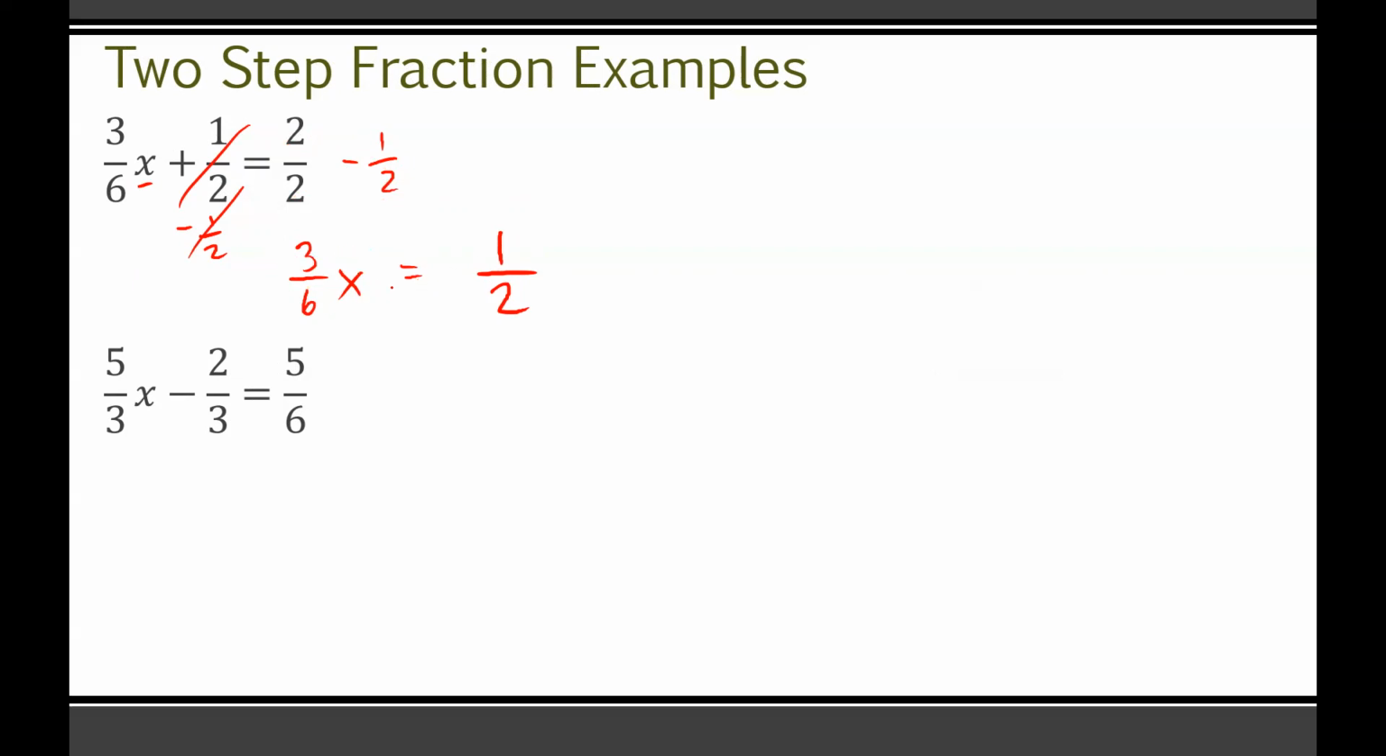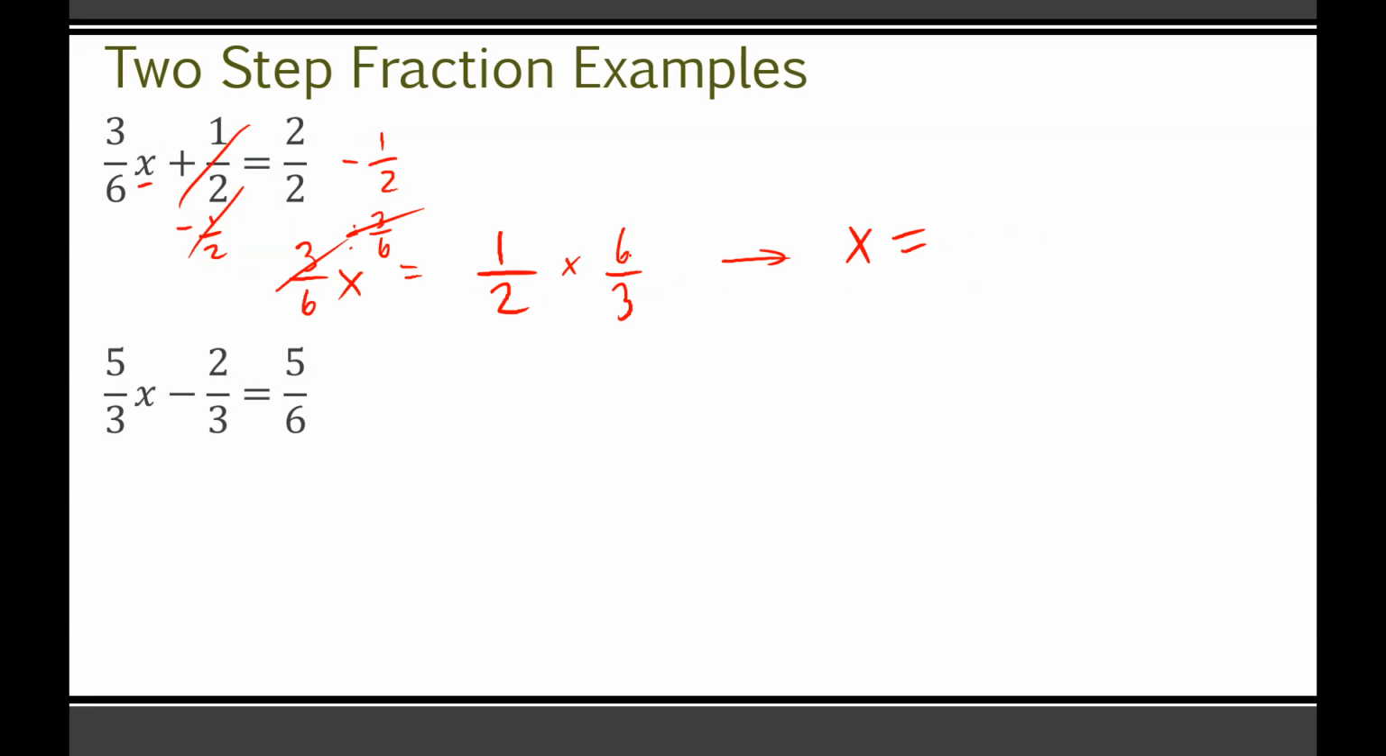To get rid of this 3 over 6 here, you need to divide by 3 over 6 on both sides. But dividing by 3 over 6, I'm just running out of room, so I'm going to kind of cheat here. Dividing by 3 over 6 is the same thing as saying keep the first thing, change to times, and flip the second one to 6 over 3. So that's going away right here. What we're going to be left with is x equals 1 over 2 times 6 over 3.